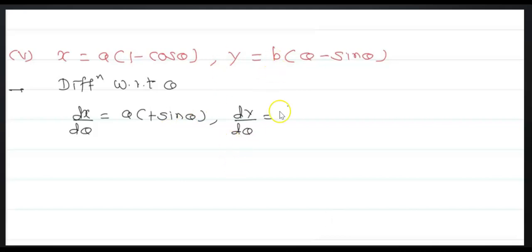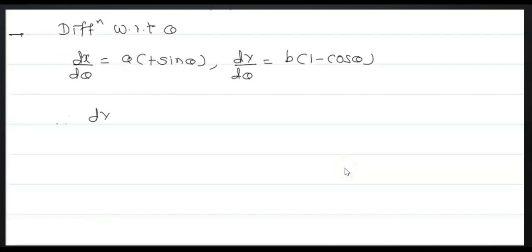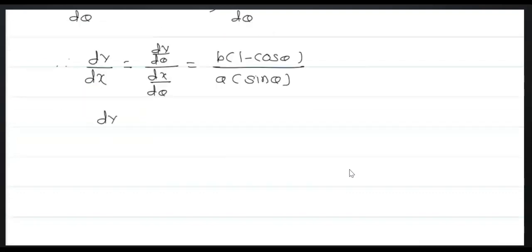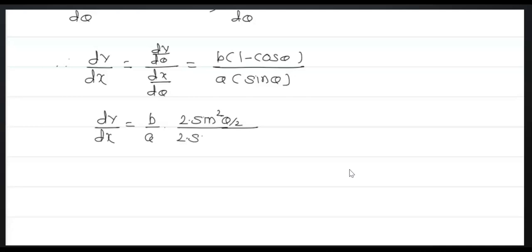dy/d theta is b times, derivative of theta is 1, derivative of sin theta is cos theta. Therefore, dy/dx is equal to (dy/d theta) upon (dx/d theta), that is equal to b(1 minus cos theta) upon a sin theta. And therefore, dy/dx is equal to b upon a times 1 minus cos theta, which is 2 sin square theta by 2, upon 2 sin theta by 2 into cos theta by 2.